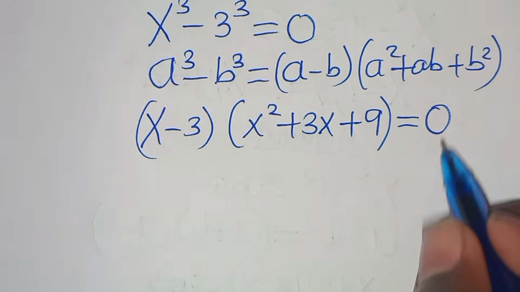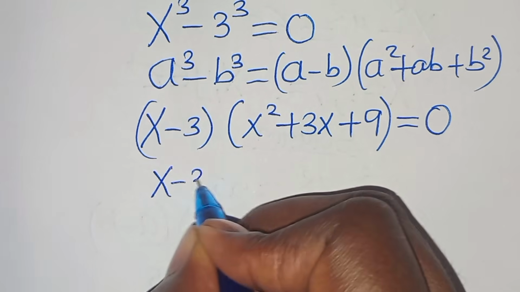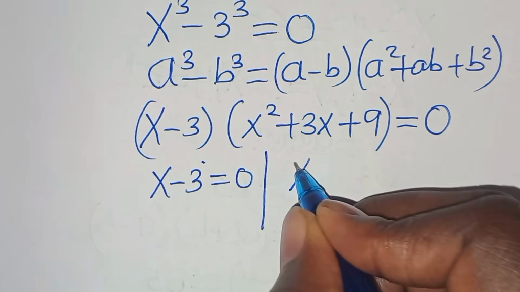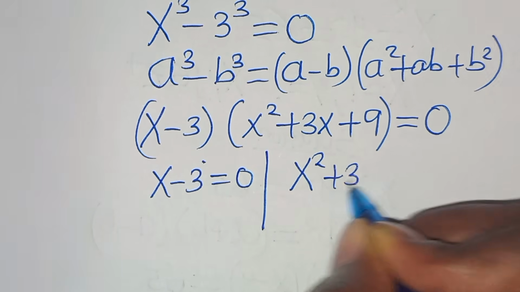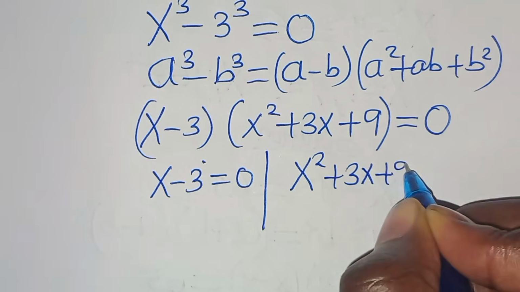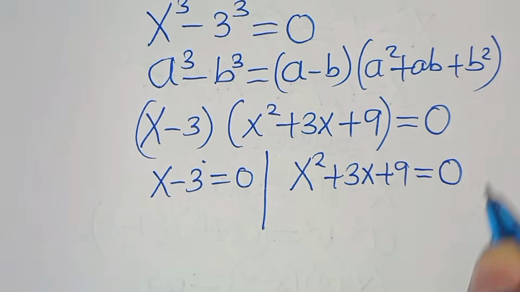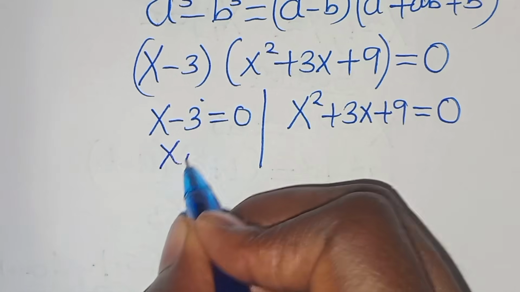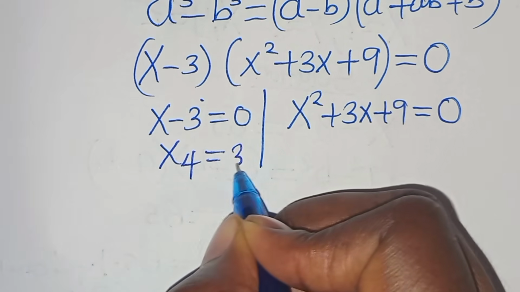We have two parts here. We have x minus 3, this is equal to 0. And we have x squared plus 3x plus 9, this is equal to 0. From the first part here, we have x4. This is equal to 3.